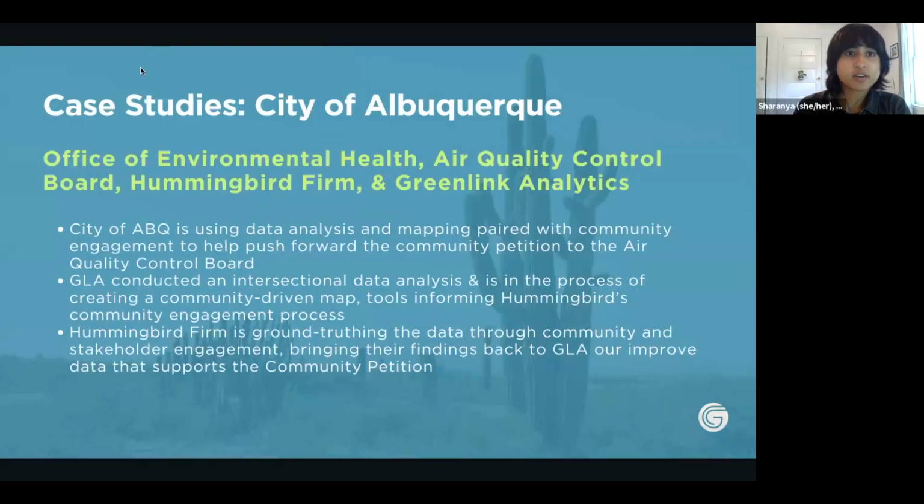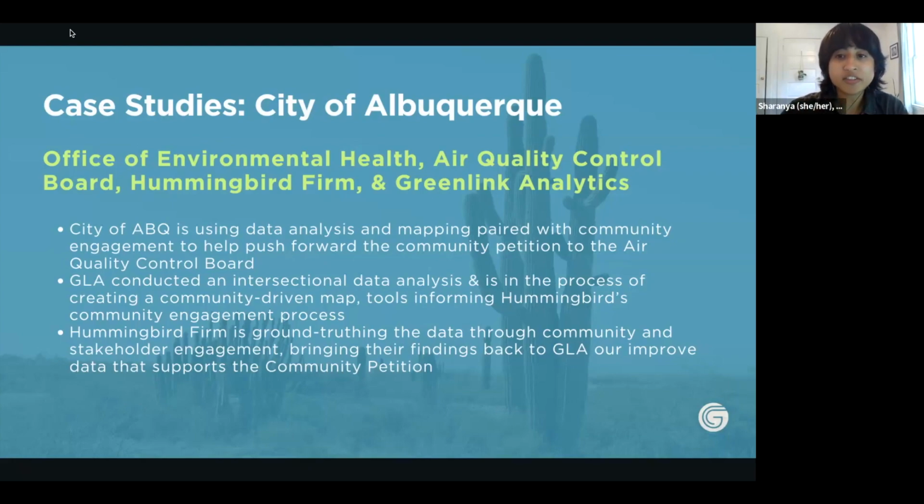All right, so we're going to start off with the City of Albuquerque project, which is currently underway and Greenlink is a part of. This is a great example of a project that is very interdisciplinary. There are many stakeholders to this project, including the community and the city, as well as Greenlink and another firm.